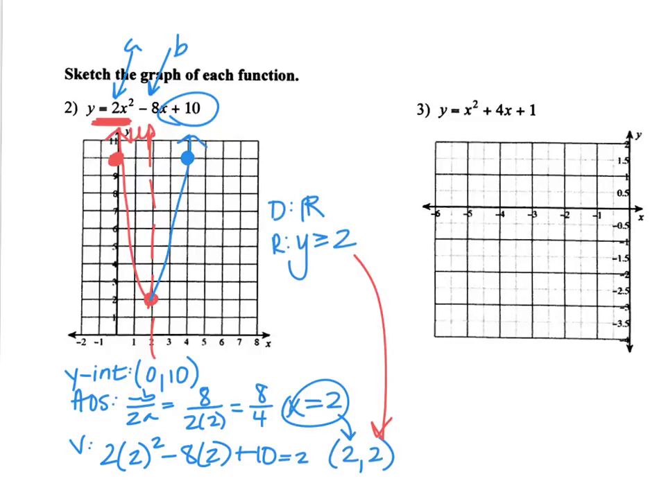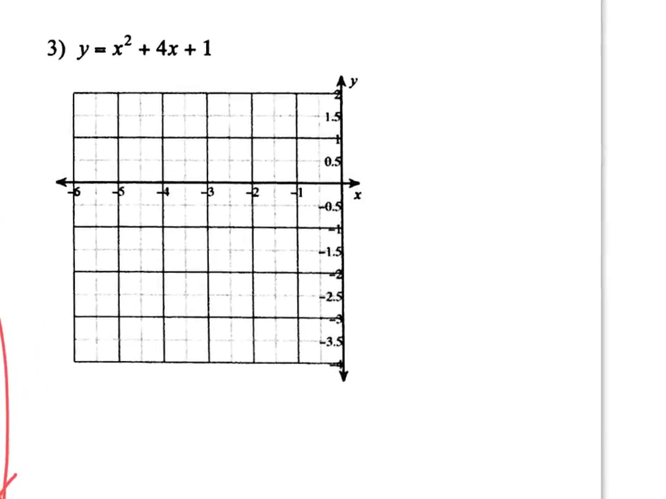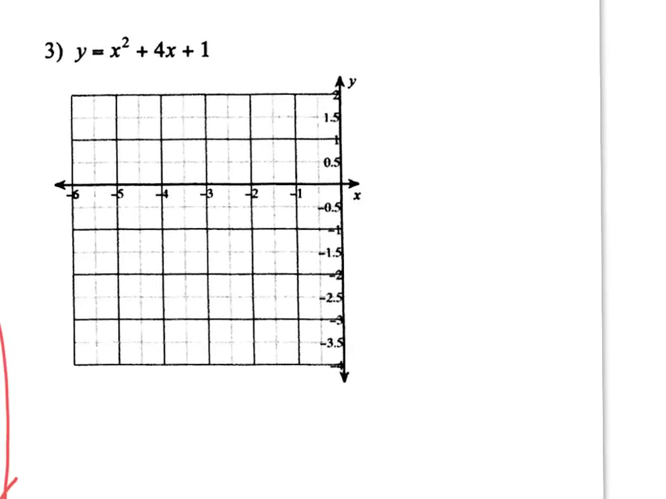All right, let's look at question 3. Same kind of order, y-intercept comes first. That's the number at the end, so that's 0, 1. Axis of symmetry comes next. -b over 2a, so -4 over 2 times 1. Remember, there's just a 1 there in the front if you don't see anything. That gives me -4 divided by 2 is -2, so x equals -2.